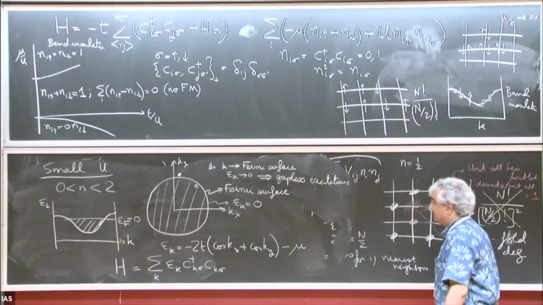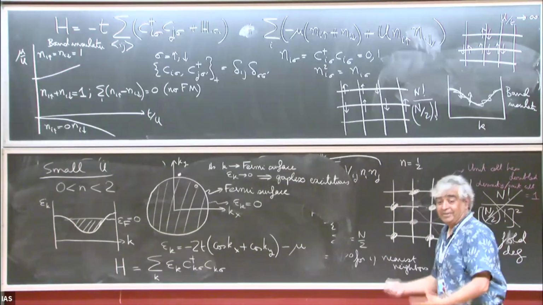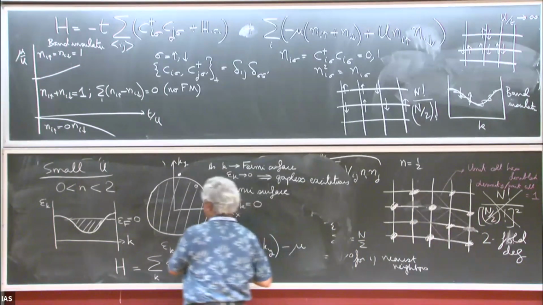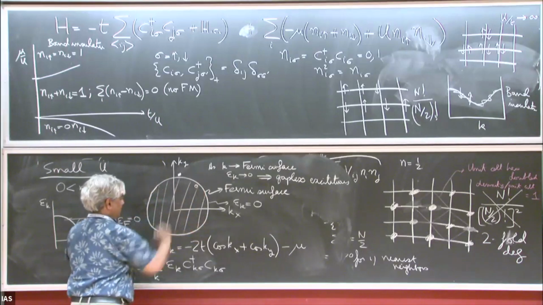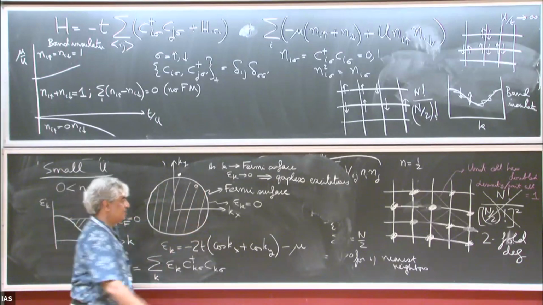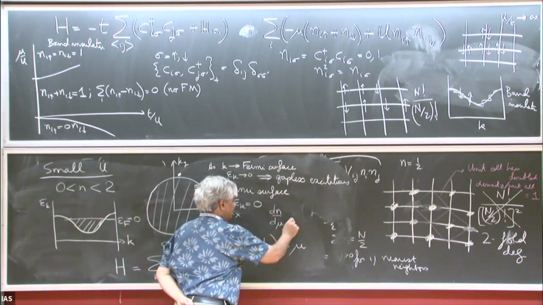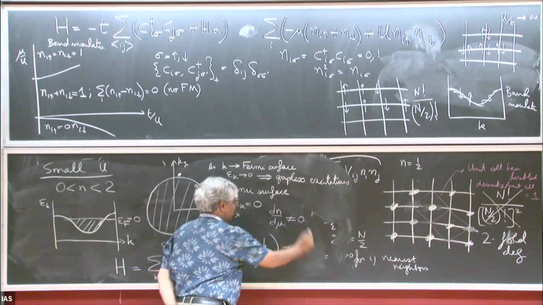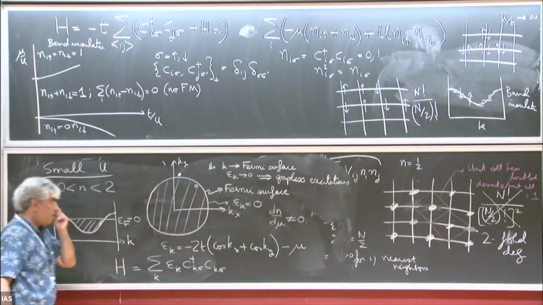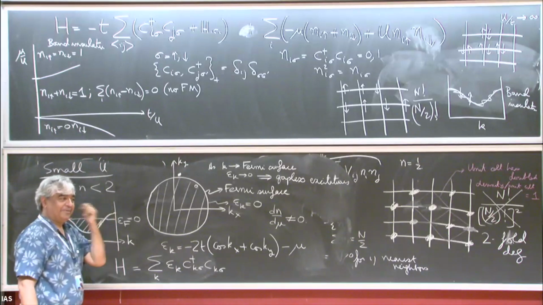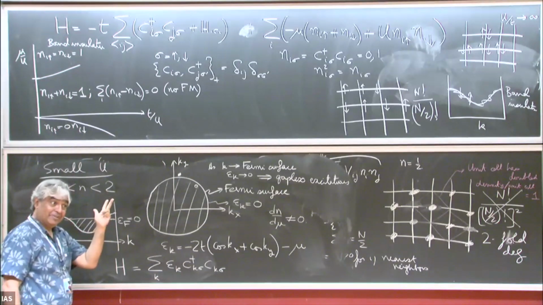Okay, so it's gapless. It's also compressible for the same reason. If I change the chemical potential, the Fermi surface will grow a little bit and the density will change. So here's another compressible state: dn d mu is not equal to zero. What were the characteristics the superfluid had? I forgot. It was gapless, compressible, broke no symmetry.